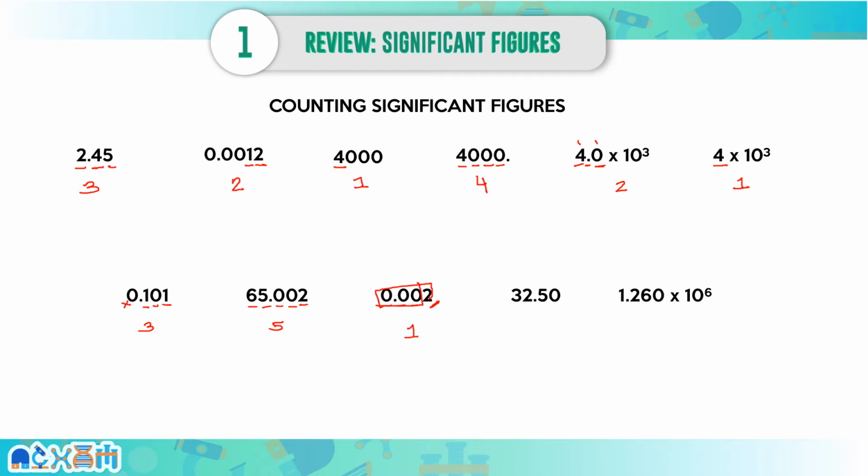Next one, you have 32.50. You have 1, 2, 3 non-zero integers, and you have a trailing zero. You have a decimal there which will give you 4 significant figures.